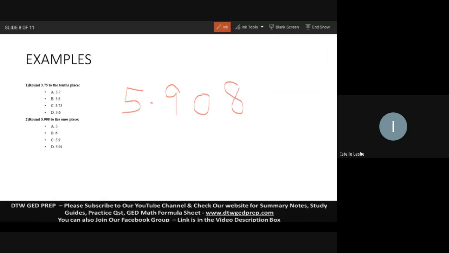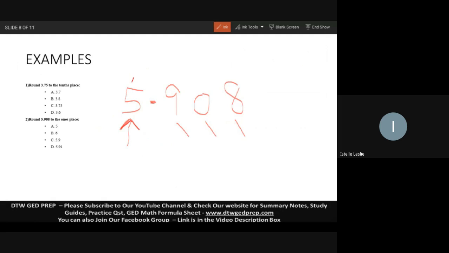Now be careful. Ones place. Remember, immediately after your decimal, this is tenth, hundredth, thousandth. So the ones place will be this digit, 5. The ones is the number before the decimal point. Is this clear? Yes. So the ones place is 5.